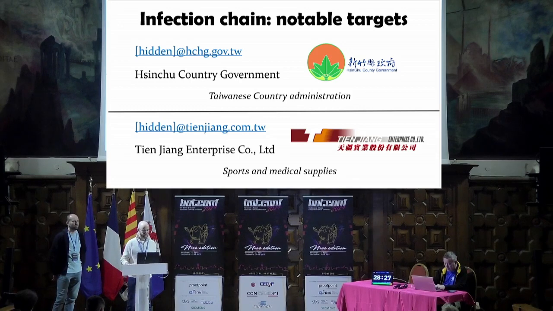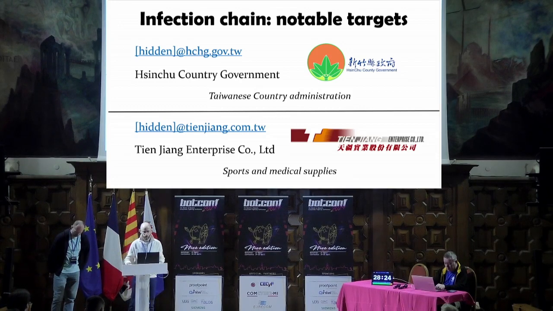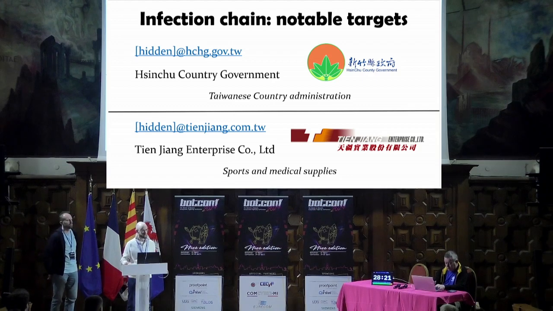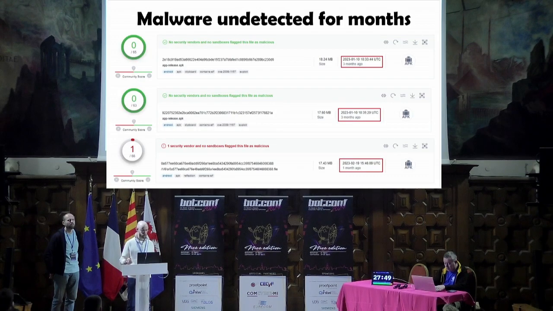Speaking about the targets, we spotted multiple instances of high-profile entities among the recipients, and we redacted the first parts of these email addresses because they are not supposed to be shared on the web or searched for. The inclusion in the recipients list means that the attackers somehow got hold of this data, potentially threatening the compromise not only of the data of individuals, but of organizations as well. The first email address comes from a Taiwanese country administration, the other one from a sports and medical supplies company, so pretty big organizations.